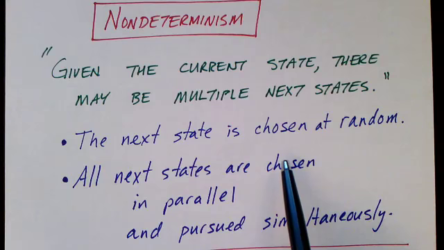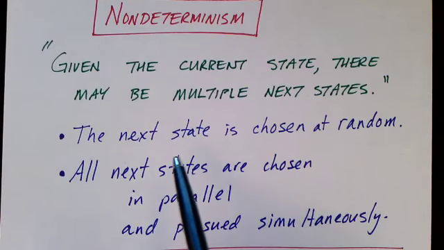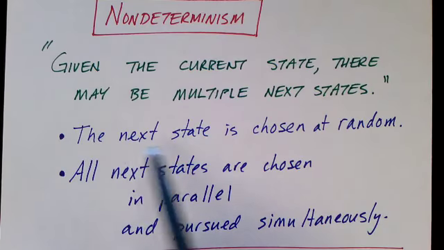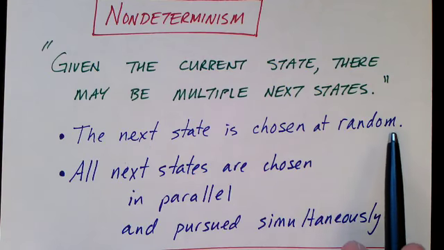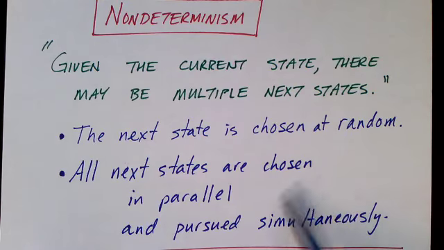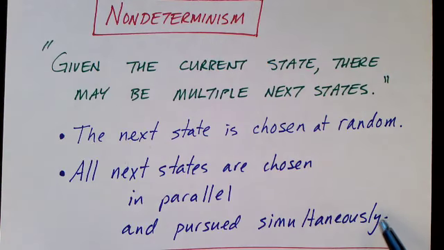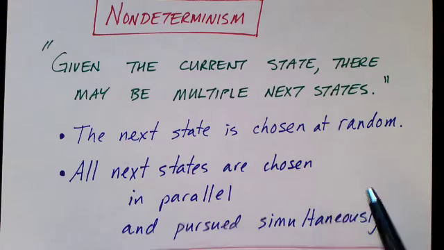How do we execute a non-deterministic finite-state machine? Well, you can look at it in two different ways, and these are really kind of the same. We can imagine that we choose the next state at random, or we have some oracle that tells us the exact right one to go to. Or we can imagine that we try all of them somehow in parallel, or maybe we pursue them simultaneously, or maybe they're parallel universes, and in every universe a different choice is made. But the idea is that there are many possible next states given the current state of the system.